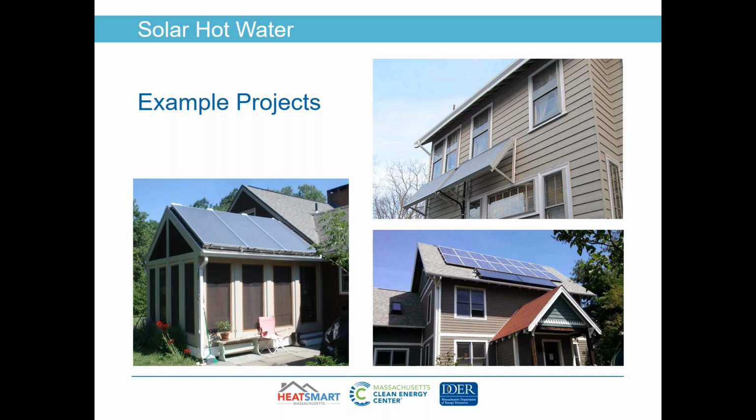So if you don't have the best roof space for it, you can also have an awning mount, as you see on the top there. And then below that, you can see the size comparison of a PV system compared to a solar hot water collector system. As I'll discuss in a little bit, these systems are much more efficient, so you need a lot less surface area to cover your hot water needs compared to solar electricity.